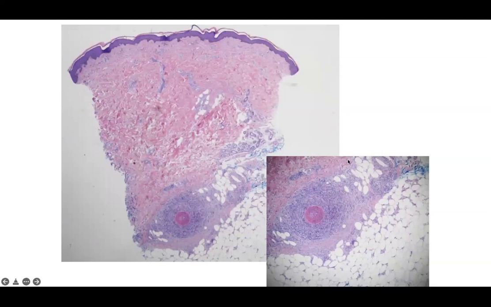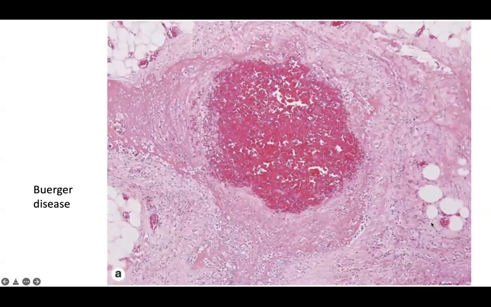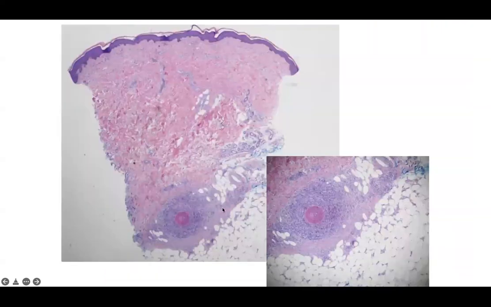And this is your classic polyarteritis nodosa, neutrophilic inflammation destroying a medium-sized vessel. And you'll often find those medium-sized vessels at the bottom of the dermis right before the subcutaneous junction, or right above the subcutaneous junction.